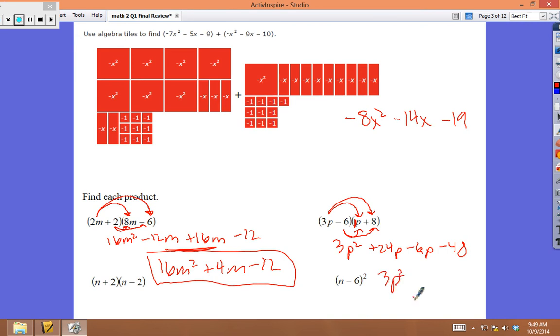So 3p squared plus 18 p's minus 48 ones. And that is your total answer. So if you had to draw a picture of this, you'd have 3 of the squares, but they'd be blue because they're positive. 18 of the rectangles, they'd be whatever color positive is. And then 48 negative of these little 1 cubes.